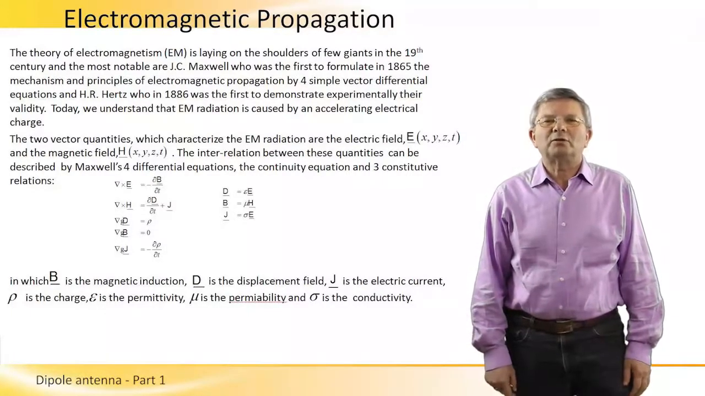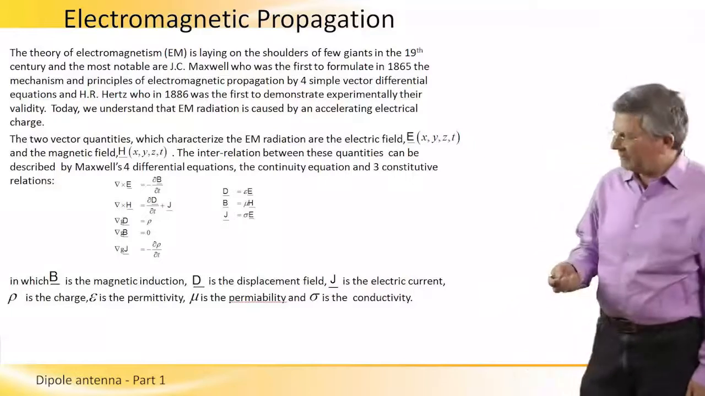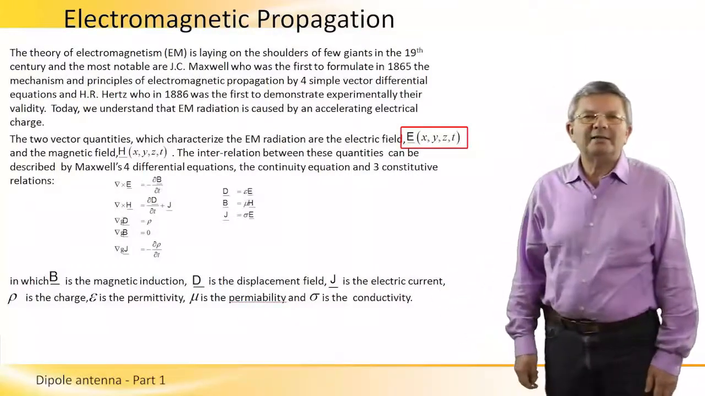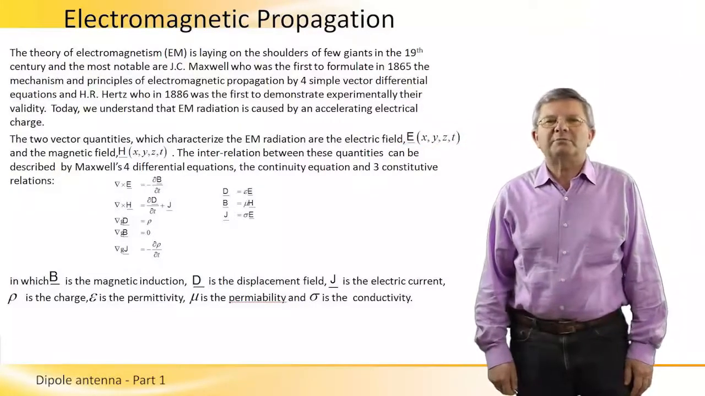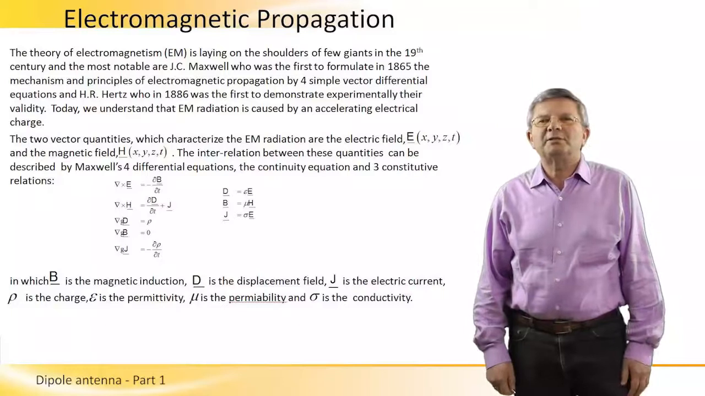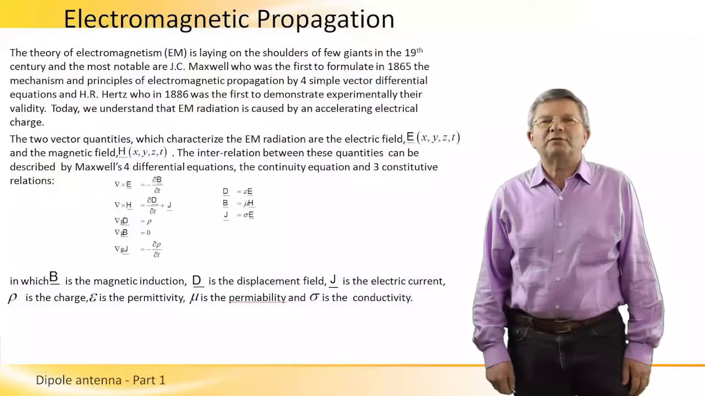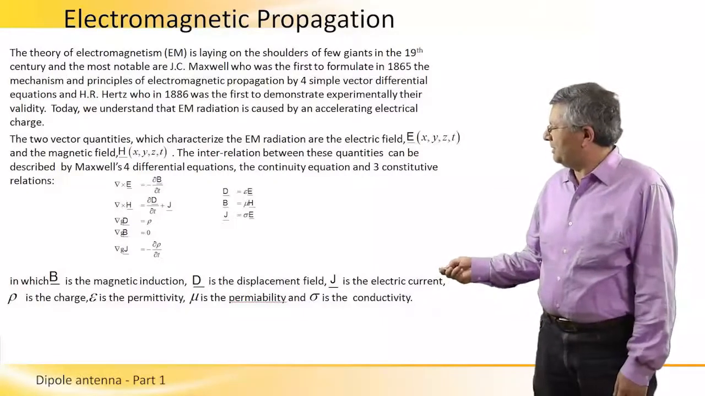The two vector quantities which characterize the electromagnetic radiation are the electric field, E, with parameters x, y, z, and t, the time, and the magnetic field, H, with the same variables. The interrelation between these quantities can be described by Maxwell's four differential equations, which we can see here.